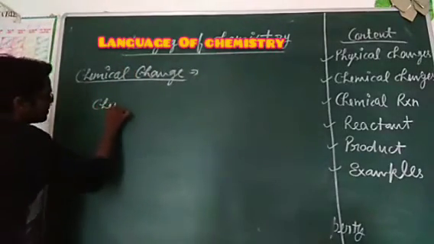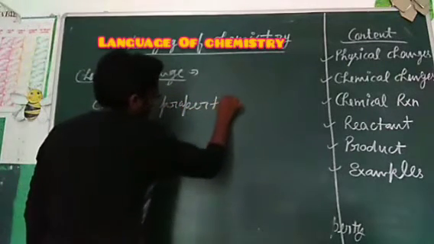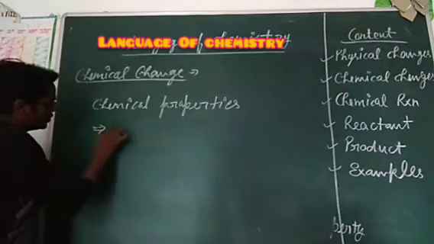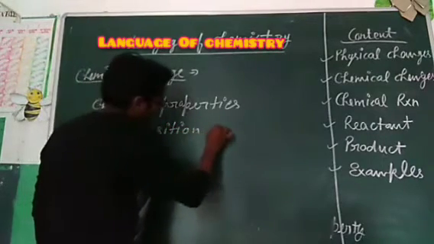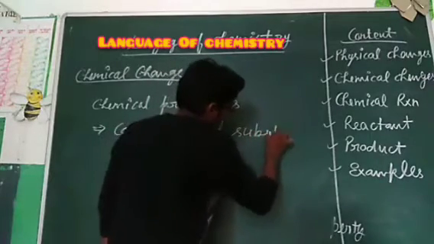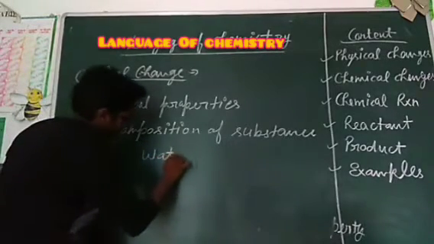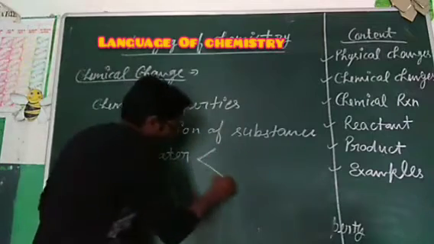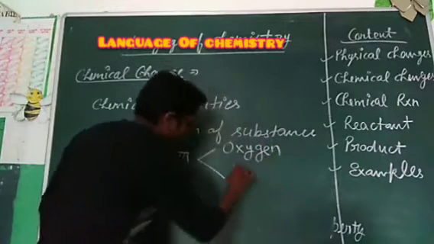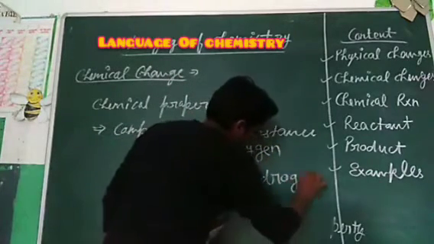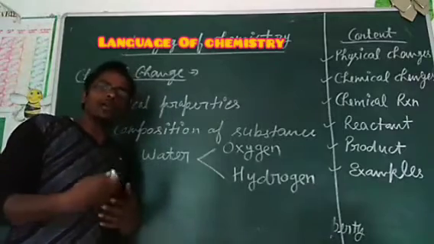Chemical property means chemical properties. Chemical property belongs to the composition of a substance. Okay, composition of substance, like water is formed through two substances. One is oxygen and one is hydrogen. Okay, so the composition of substance will change in chemical changes.